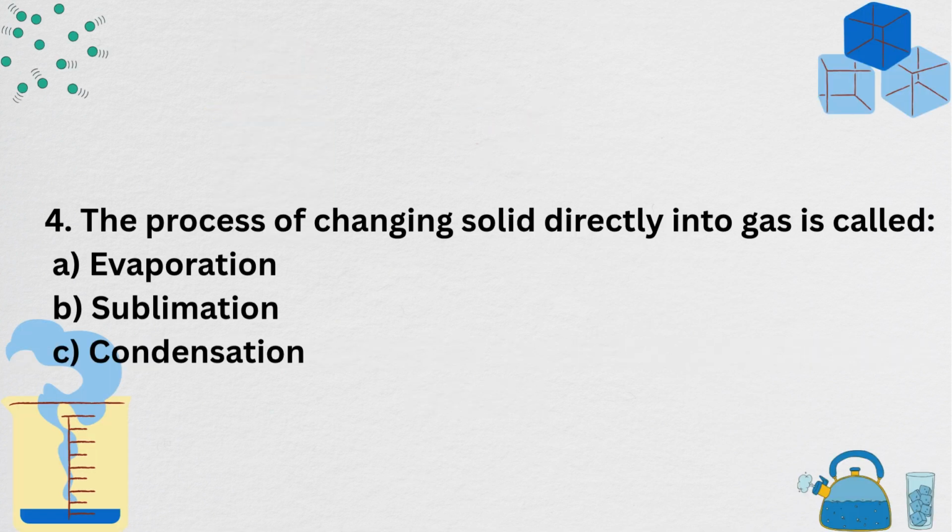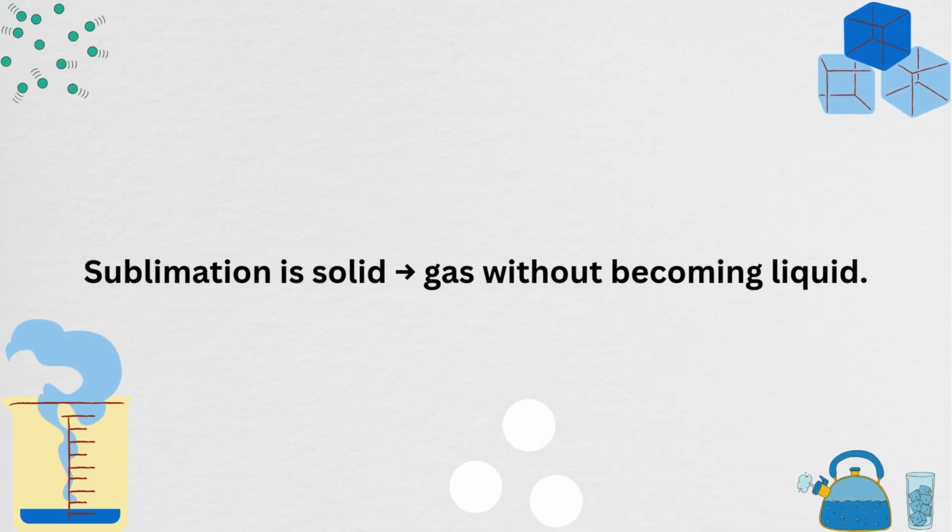The process of changing solid directly into gas is called evaporation, sublimation, condensation. Sublimation is solid to gas without becoming liquid.